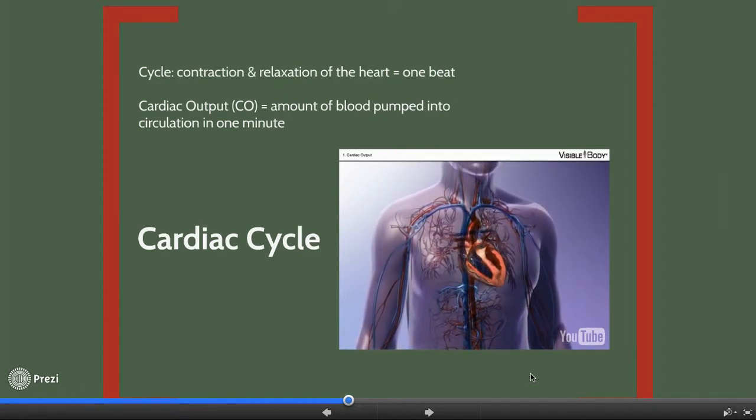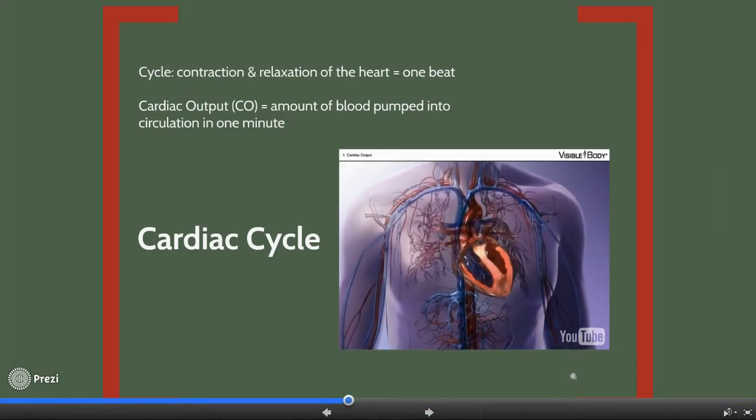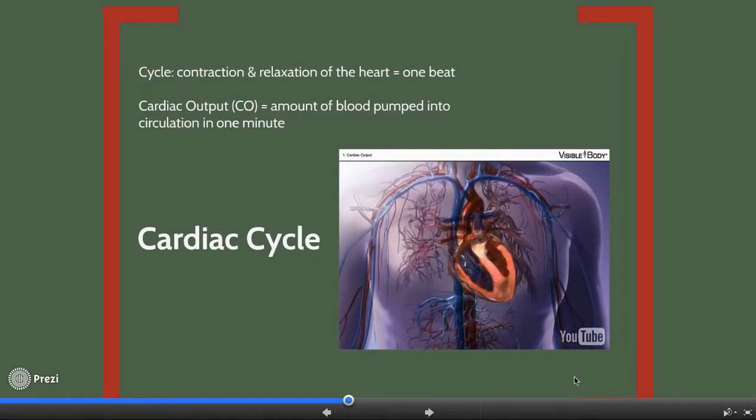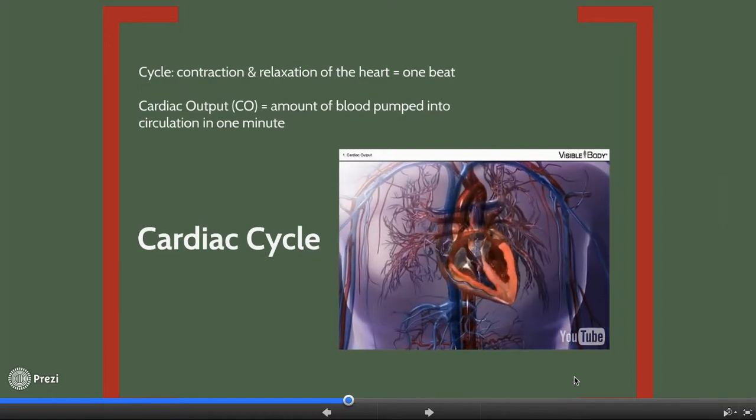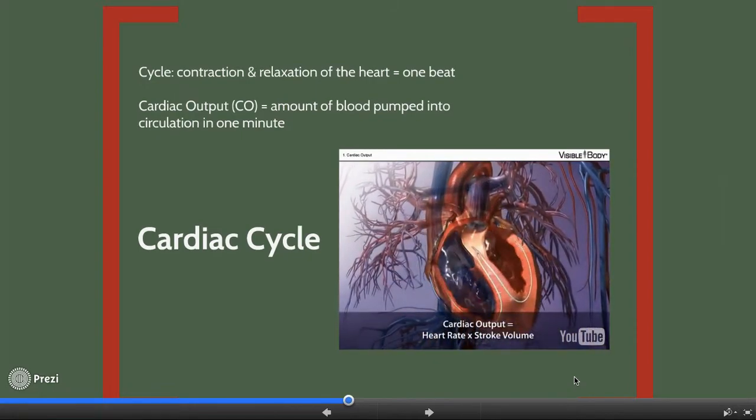Stroke volume is the amount of blood a ventricle pumps out in 1 contraction. Cardiac output is the volume of blood that each ventricle ejects every minute. To find the cardiac output volume, multiply the number of heartbeats in 1 minute by the stroke volume.